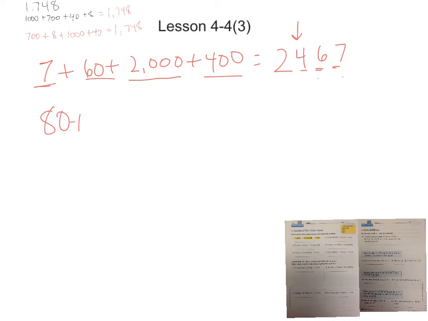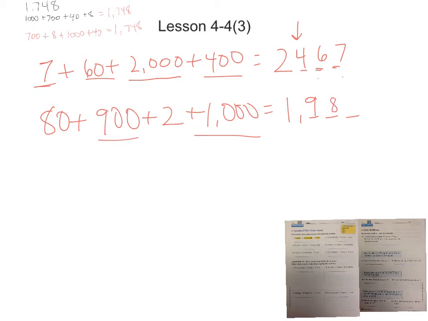Okay, let me do another one. Let's do 80 plus 900 plus 2 plus 1,000. Okay? Pause it, work on it, unpause it. Alright, hopefully you found the biggest number. Notice there's 1,000, and I'm going to write 1, a comma, and 3 lines after, because those are going to be filled with something. It might be a 0. Okay, so next we have 9 hundreds, they go in the hundreds place. We have 8 tens, goes in the tens place, and we have 2 ones, they go in the ones place. So your answer should be 1,982.